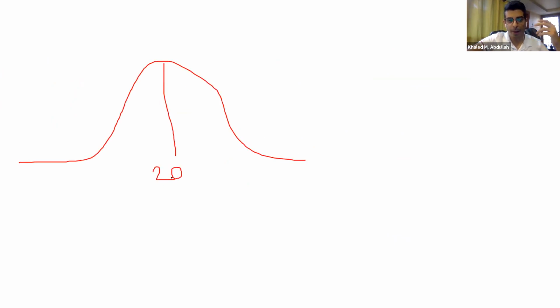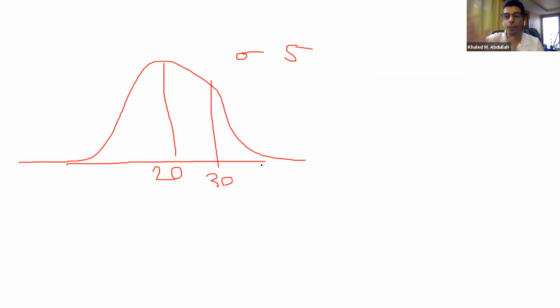Let's say I'm running a marathon. The average for anyone who runs a marathon is, let's say, 20 miles, and let's say the standard deviation is 5 miles. Now let's say I run 30 miles. If I ran 30 miles, how far am I away from the mean? I am 2 standard deviations, right?